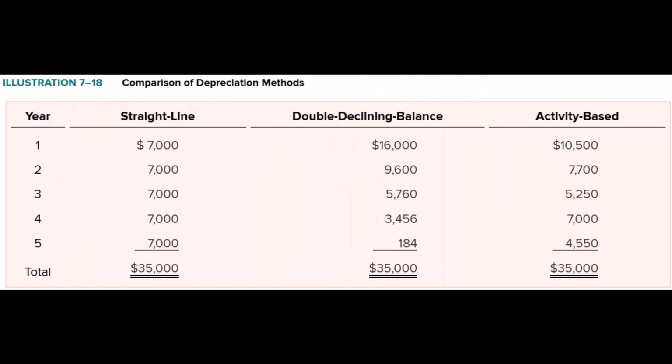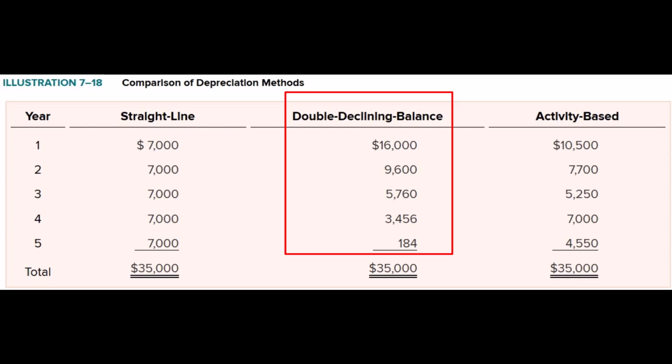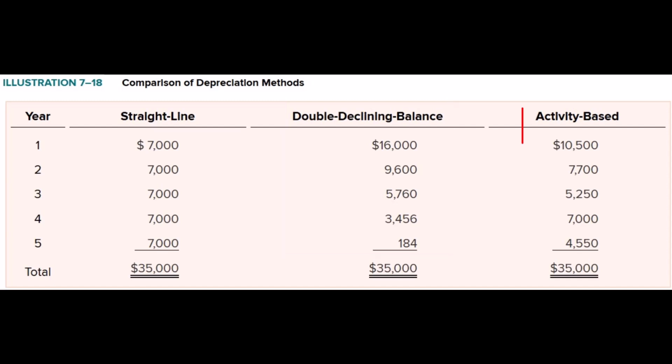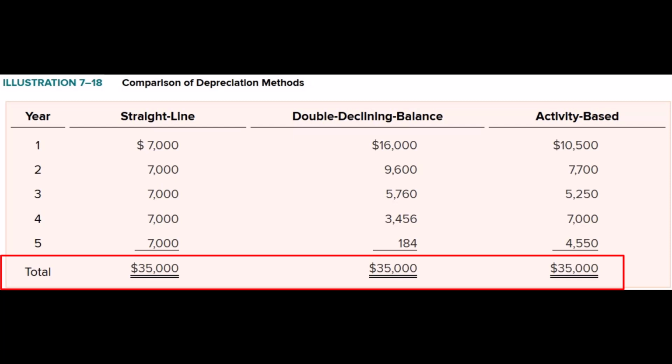So, how do these three methods compare? This table shows the annual depreciation for each. Notice that straight line is constant. Double declining balance is high at the beginning and low at the end, and activity-based varies with usage. But here is the most important point. Look at the total. All three methods result in the exact same total depreciation of $35,000 over the asset's life. The only thing that changes is the timing of when that expense is recorded.